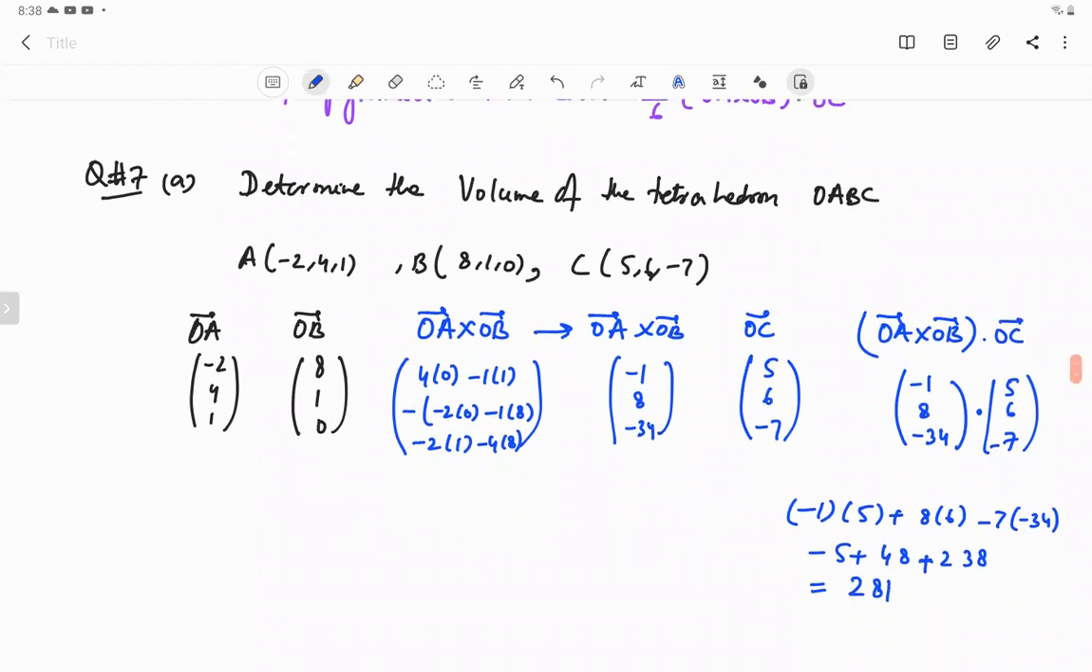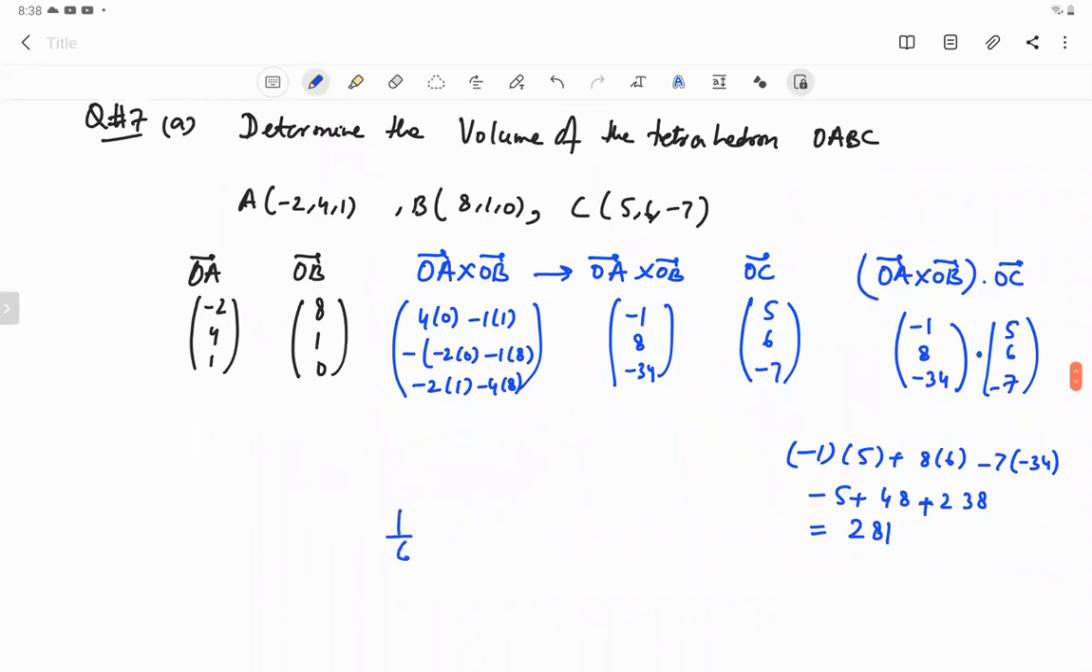Okay. And then we multiply it by 1 by 6 into 281. It is divided by 6. It is equal to 46.833 units cubed. So in this way, we can calculate the volume of a tetrahedron.